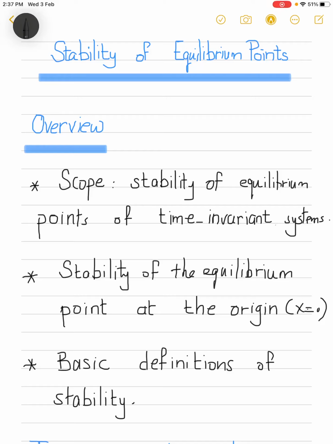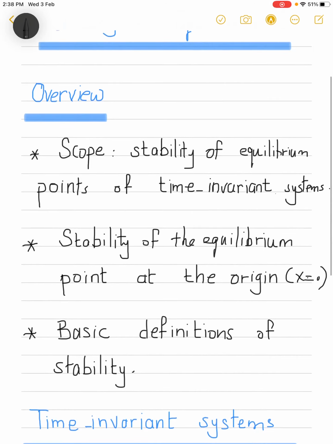Welcome everyone. This is another lecture on the stability of equilibrium point, and here we have to emphasize that when we talk about nonlinear systems, we actually talk about the stability of the equilibrium point rather than the stability of the system as a whole, because as we are going to see, at each equilibrium point there could be a different characterization for stability. So in this video I'm going to talk about three main points.